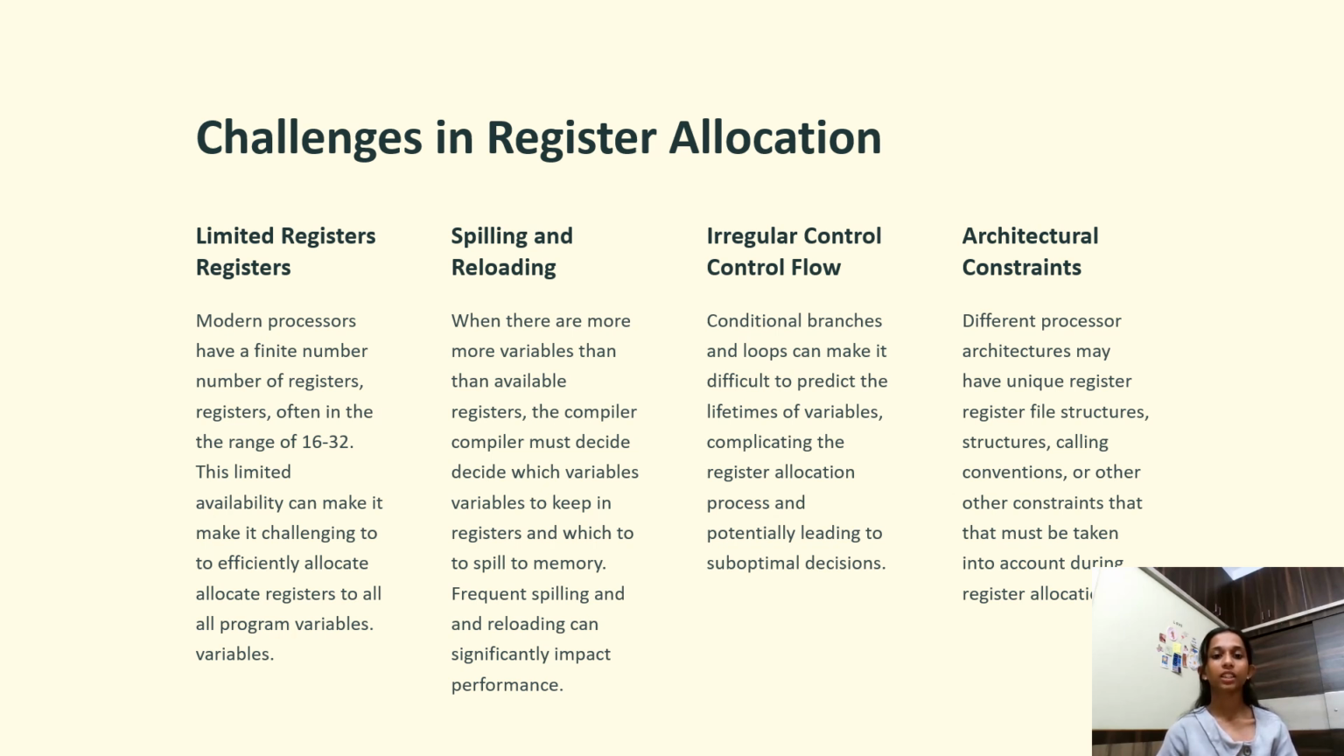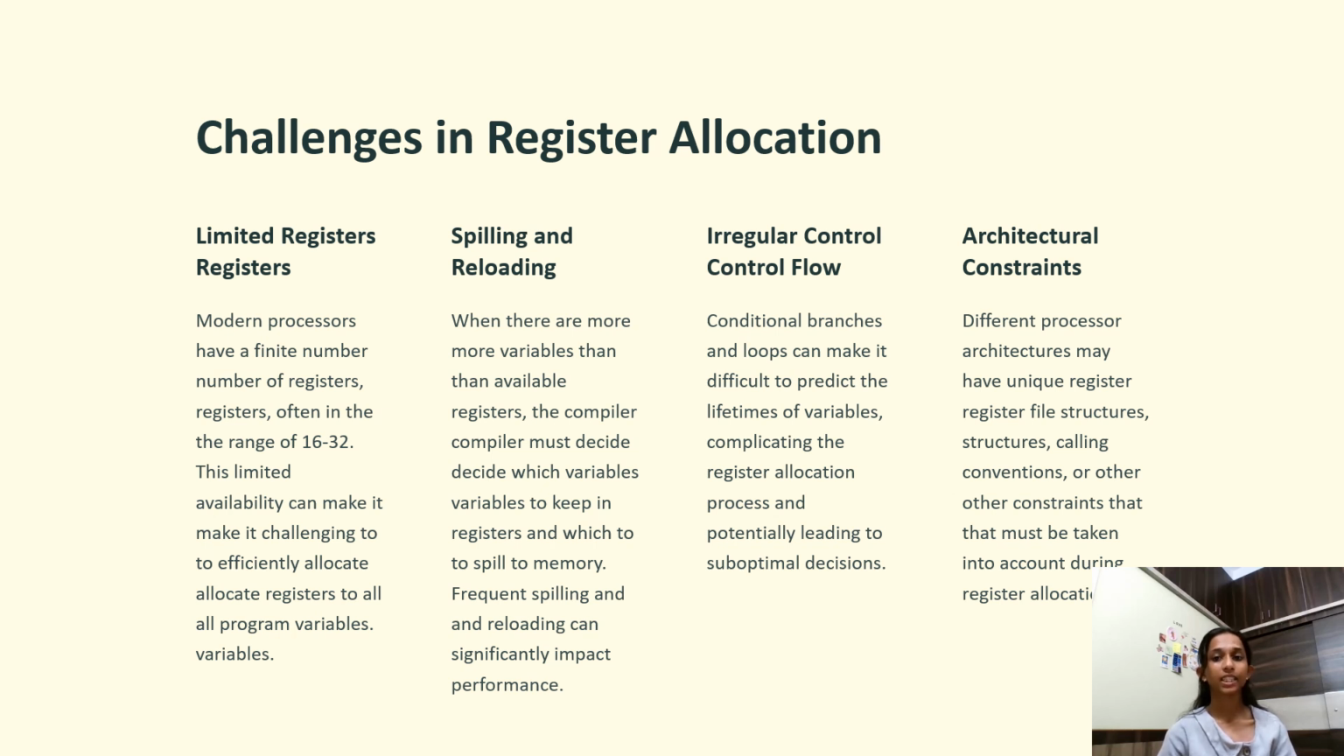The next challenge is spilling and reloading. When there are more variables than available registers, the compiler must decide which variables to keep in registers and which to spill to memory. Frequent spilling and reloading can significantly impact the performance. And the next challenge is irregular control flow. Conditional branches and loops can make it difficult to predict the lifetimes of variables, complicating the register allocation process and potentially leading to suboptimal decisions.